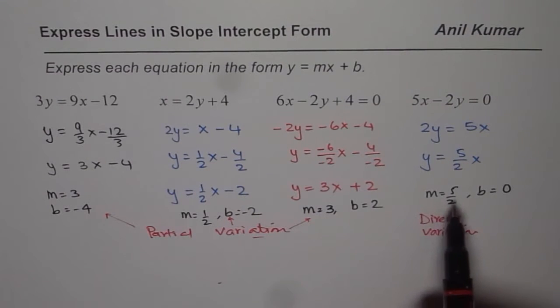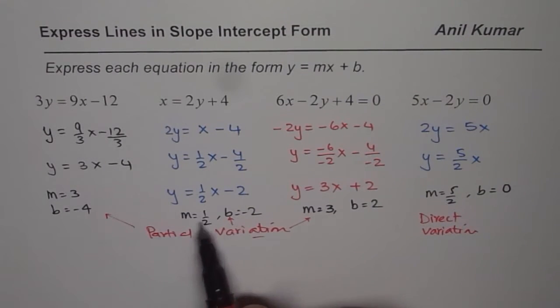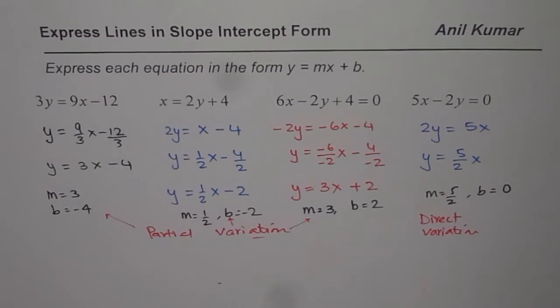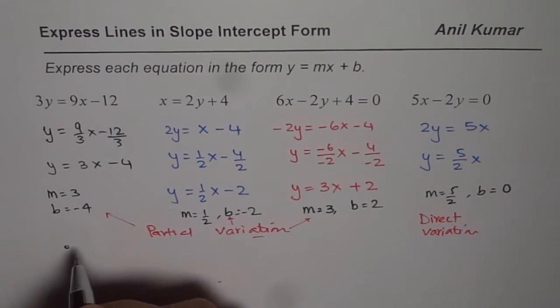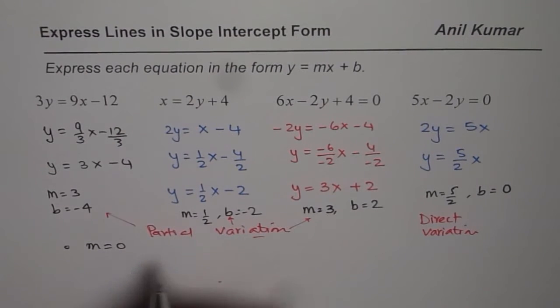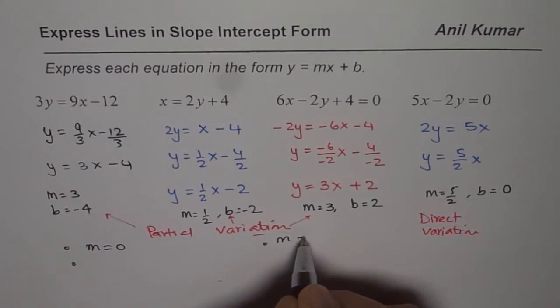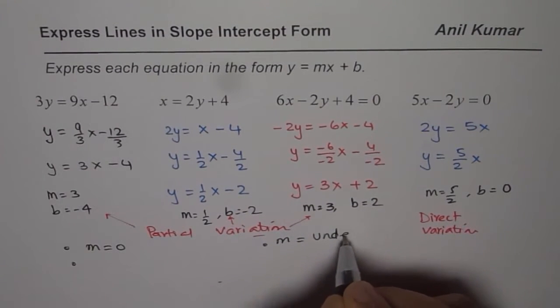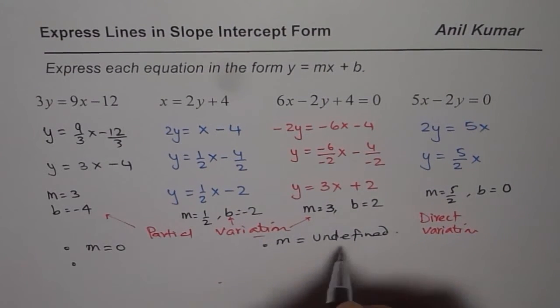Now you will see all these lines have positive slope, so they are all rising, correct? Now as an exercise, can you write down equation of a line whose slope m is 0 or whose slope let us say m is undefined? So let that be an exercise.